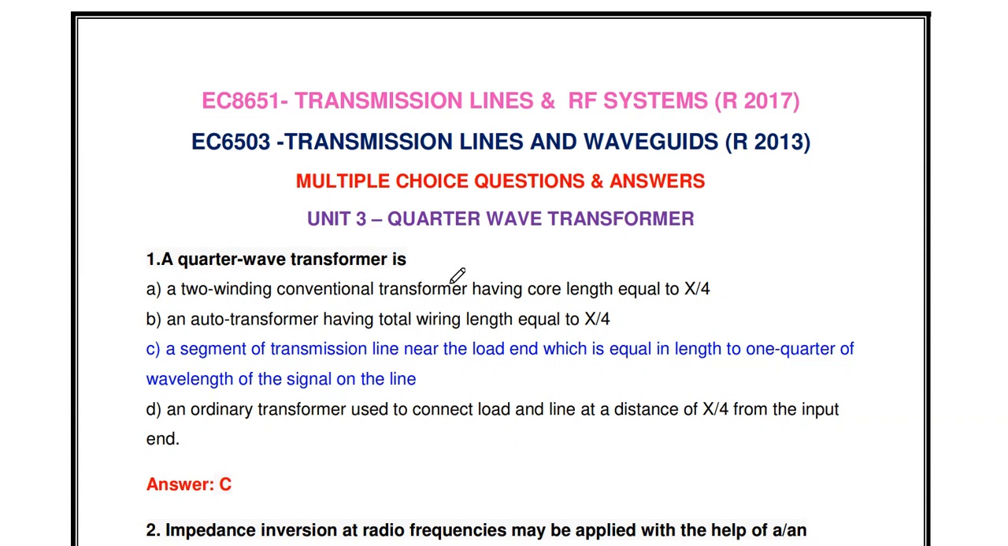A Quarterwave transformer is dash. The Quarterwave transformer is nothing but a segment of transmission line near the load end, which is equal in length to 1/4 of a wavelength. That is the length of the Quarterwave line. The name Quarterwave line means the length of that line is lambda divided by 4.